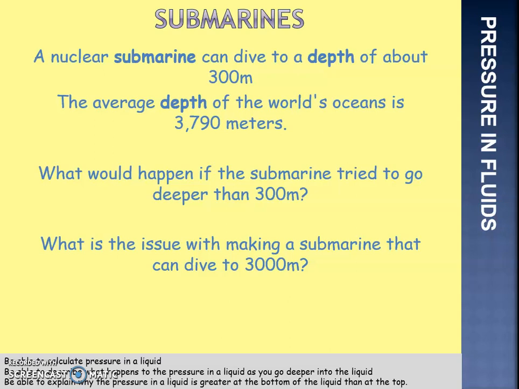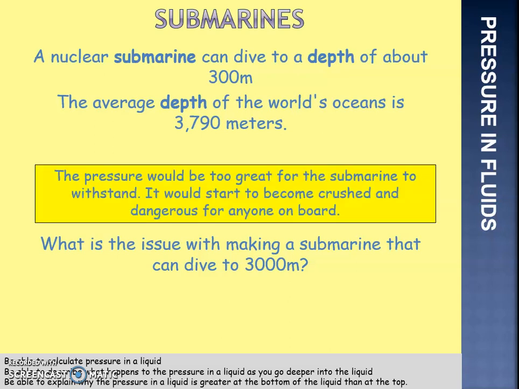So a nuclear submarine can dive to a depth of around 300 meters, and the average depth of the world's oceans is 3,790 meters. What would happen to the submarine if it tried to go deeper than that? The pressure would be far too great for the submarine to withstand. It would start to become crushed and become dangerous for anyone on board.